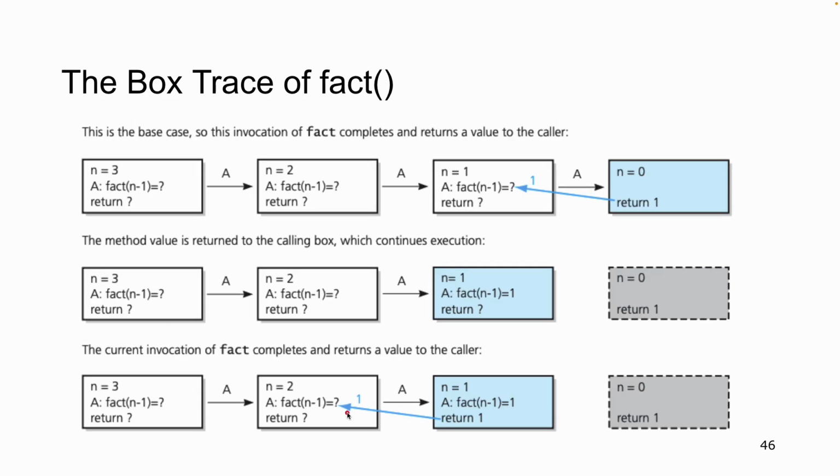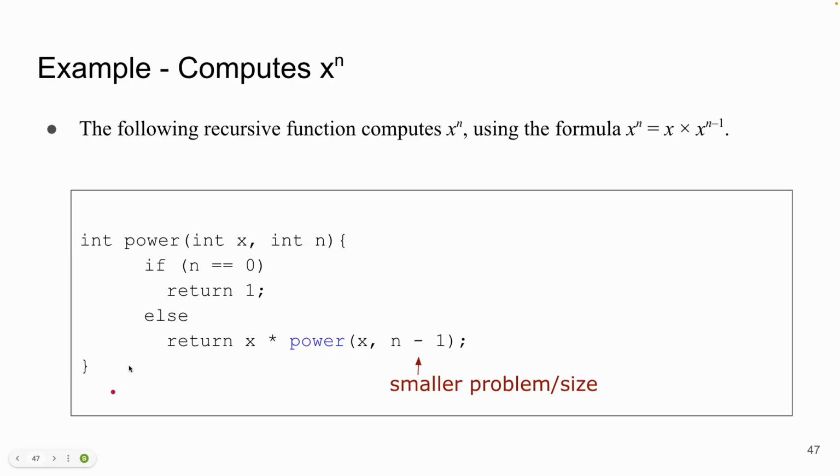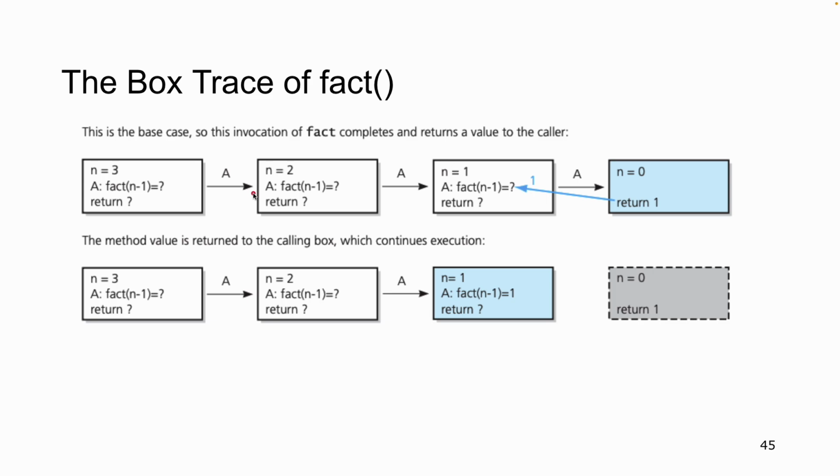So you can see the recursion is like this: when this box returns the value, it will disappear. And after this box returns the value, the prior box can also return the value as well, because this is the smaller problem compared to the prior layer of recursion. So we can continue the return process until we reach the final layer of recursion. So that is how we can use the box trace to understand this factorial recursive function.